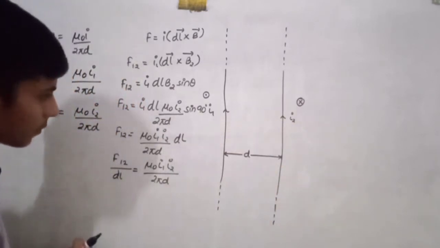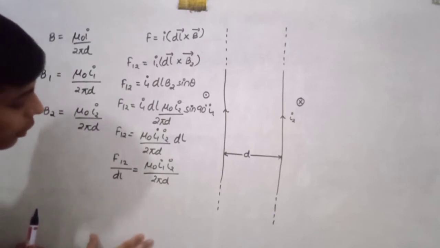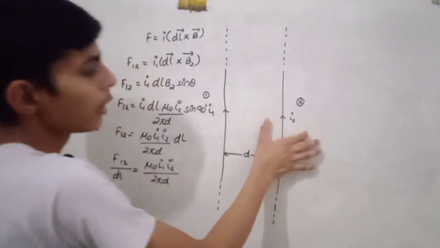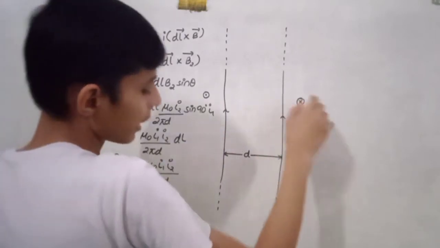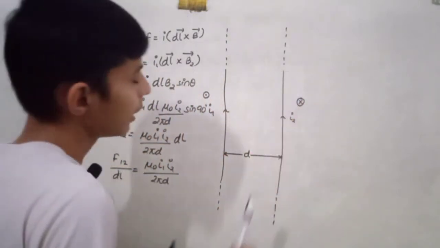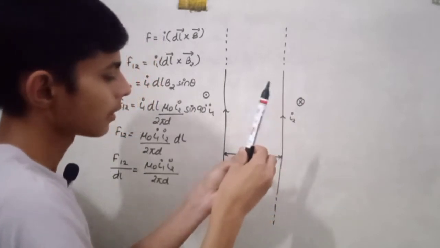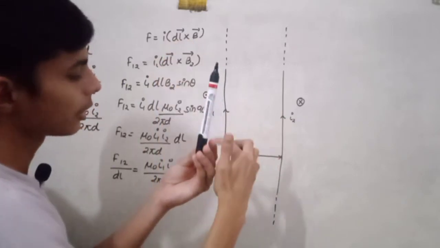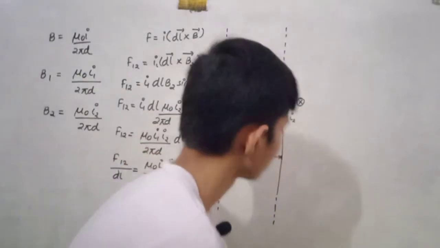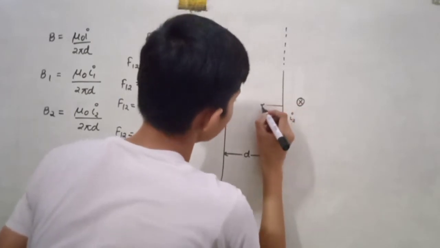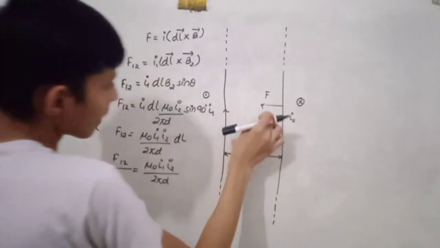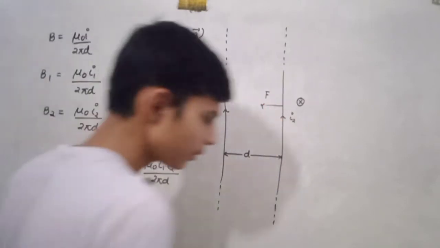Now we have to find the direction of this force. The force is acting on wire 1. So wire 2 is exerting force on wire 1. So magnetic field is into the plane like this, and the current is this, and we spread our fingers from dl to B. It is dl and this is B. So the direction of force is like this. This wire is exerting force on this wire in this manner.